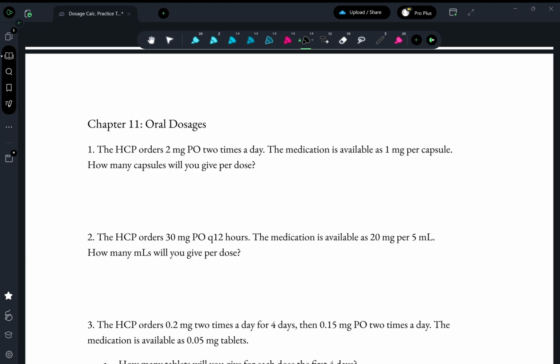So starting with chapter 11, oral dosages. What page? Page 213. So like I said, there are full word questions for all of these, and I shortened them down. I also didn't include the actual medication names because it's not important. You shouldn't be memorizing your dosages off of your practice tests. They're accurate, but don't do it.